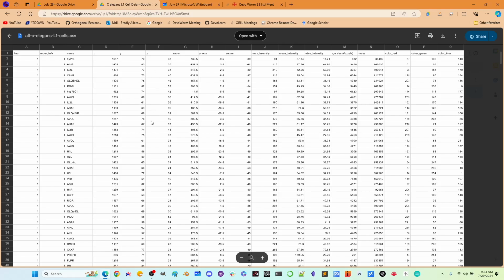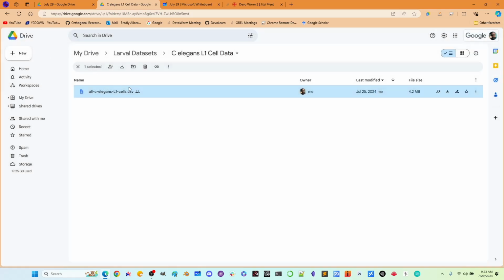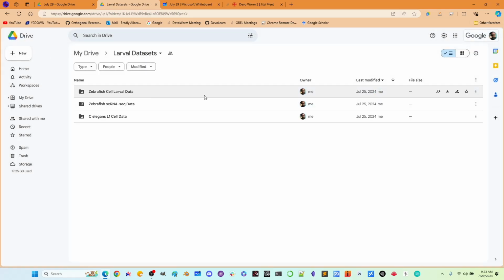So this is also good for training machine learning models. We have a good data set here, several thousand cases. So that's going to be of interest, I think, to people working on different problems in C. elegans. Then we have two zebrafish data sets.